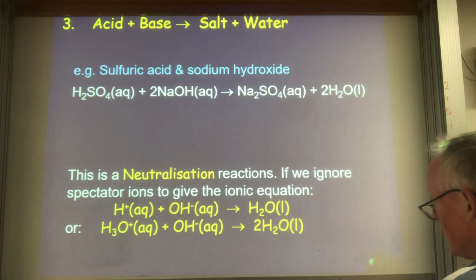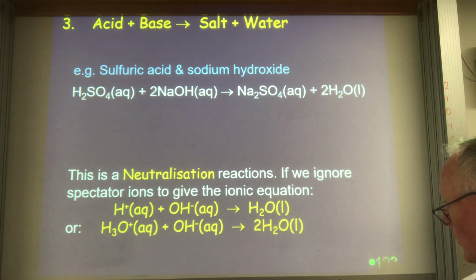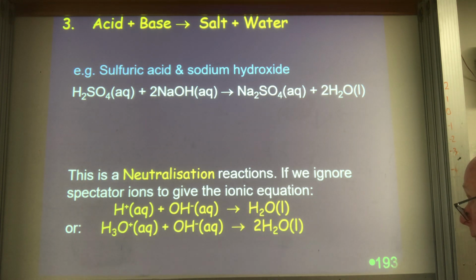Now, this is a classic neutralisation reaction. We can write an ionic equation for this by leaving out the spectator ions. So the sulfates and the sodiums start off aqueous, which means they're floating around freely and independently. They end up aqueous, floating around freely and independently. So we can leave them out because they're not actually involved in the chemistry, and that gives us H plus OH minus equals H2O, or probably slightly more formally correct, H3O plus OH minus gives 2H2O.